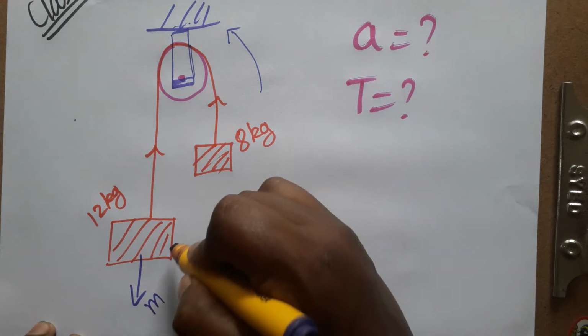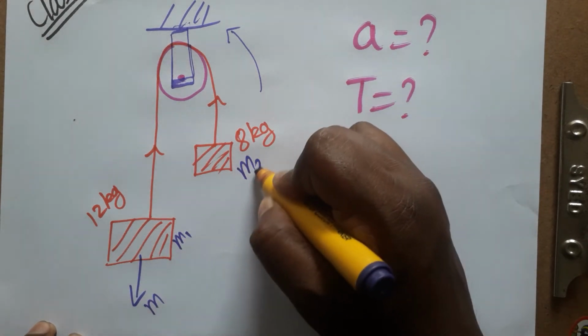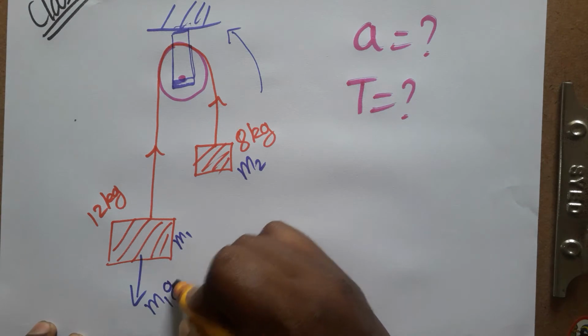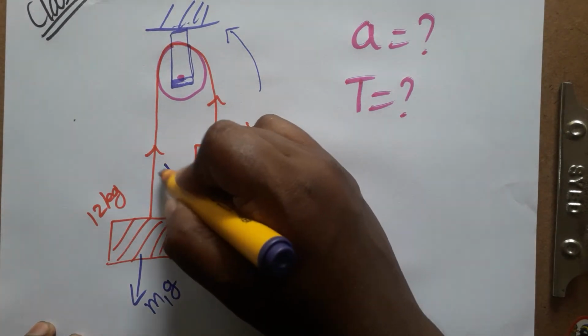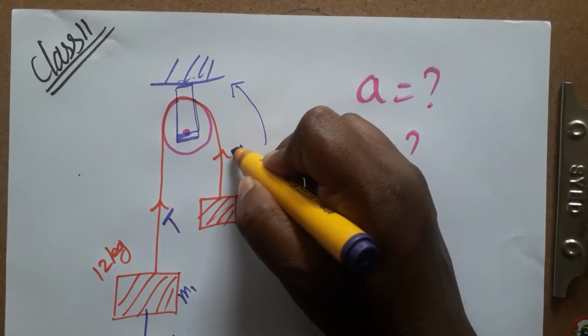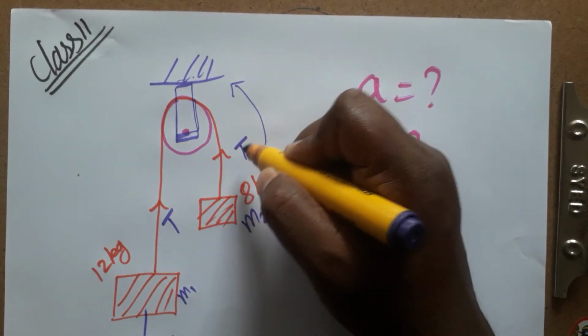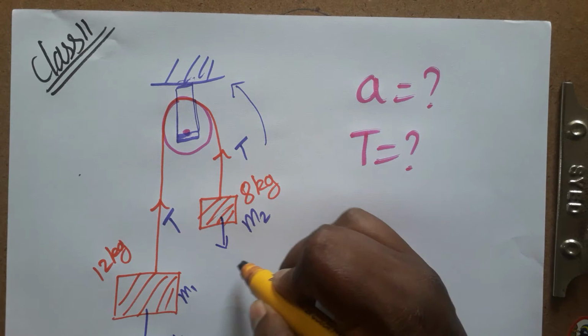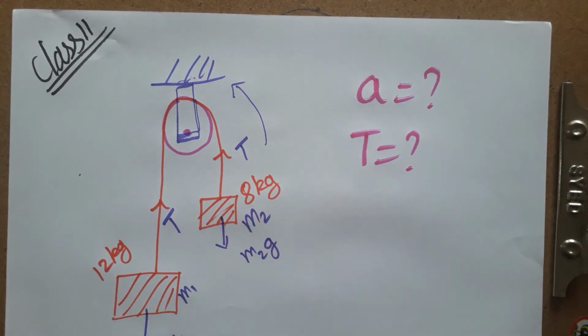We'll take this as m1, this as m2. Okay, m1 times g is going to act downwards, tension is going to act upwards. Okay, the pulley is going to change the tension direction. The other tension is going to act this side. This weight is going to act this side, m2 times g. The whole system is moving in an anti-clockwise direction.